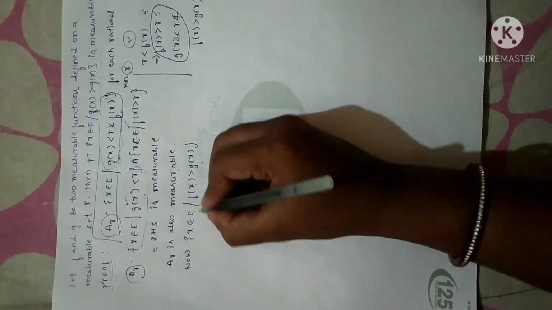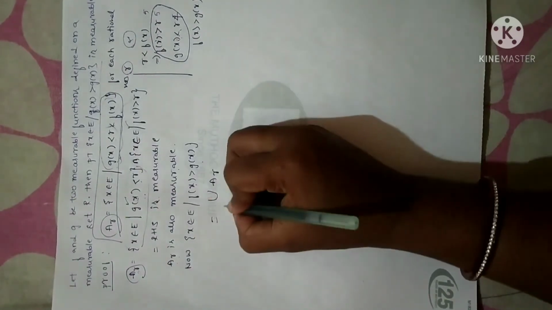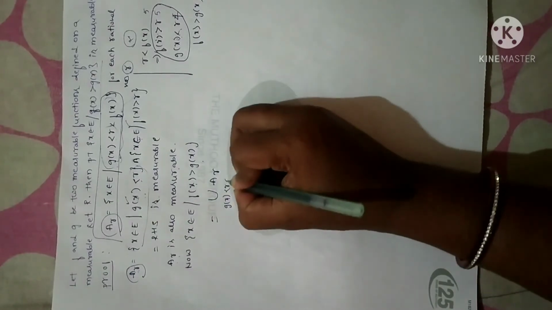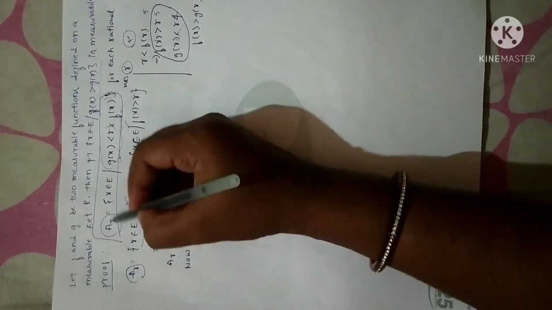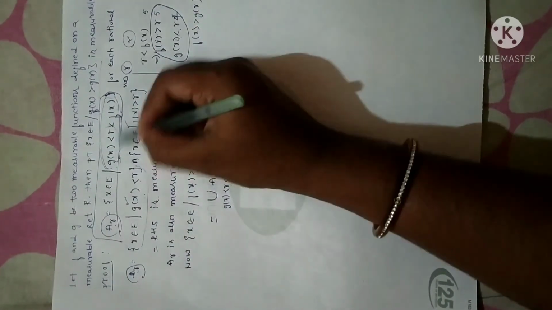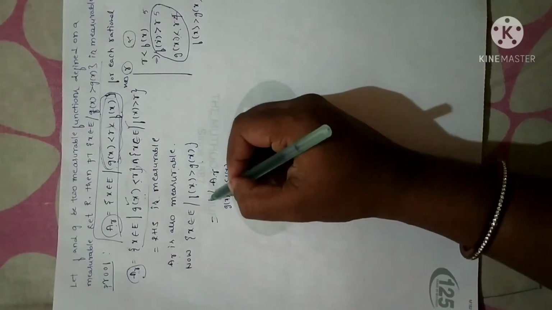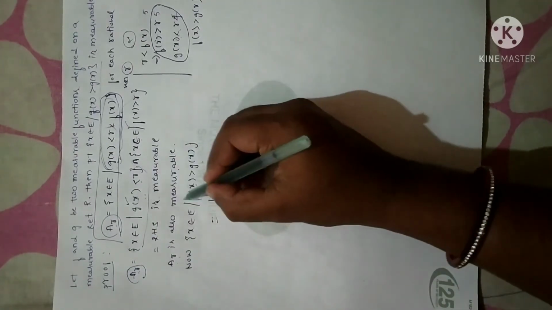I have considered the same set and I can write this set as the union of all the A_r such that g of x is less than r and r is less than f of x. Why? Because I have considered A_r with g of x less than r less than f of x. I have written the condition here, and it is the union of all A_r. When you consider the union of all the sets A_r, it will satisfy this condition.